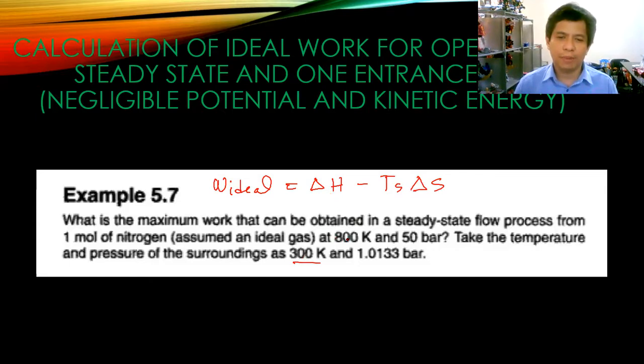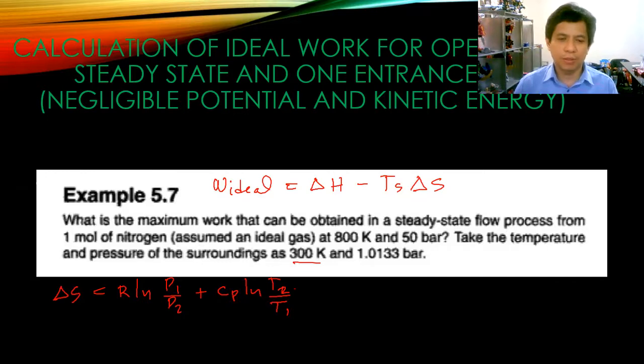So this is the final temperature, and this is the initial temperature. That's easy enough, so we can go straight ahead. Step number 2, we can now calculate W ideal. First we calculate delta S. In order to calculate delta S, since we have variation in both temperature and pressure, we will use the equation R ln P1 over P2 plus Cp ln T final over T initial. I hope you still remember this equation from physical chemistry.